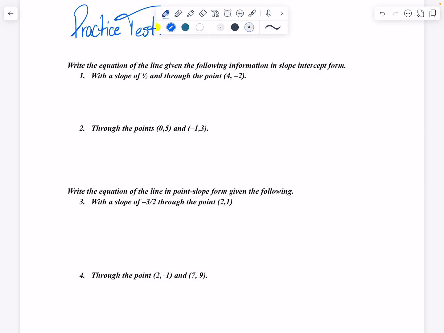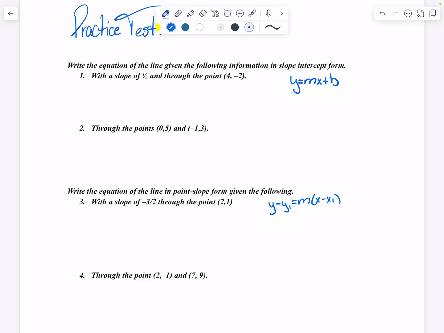So now that you've had an opportunity, hopefully, to work this out, first off, it's important to pay attention to directions. The first two you should put in slope-intercept form. The second two you should put in point-slope form. So they should look like this when you're all done. Now, regardless of what they should look like at the end, it's important that we pay attention to what we're given so that we can answer the question.